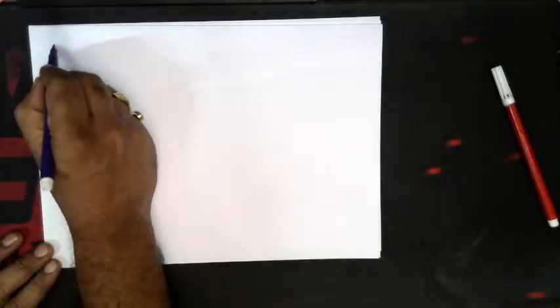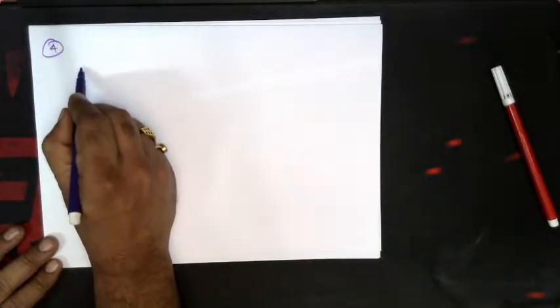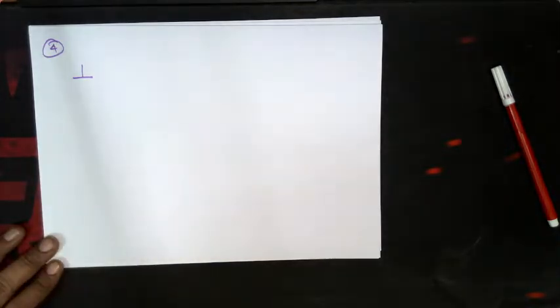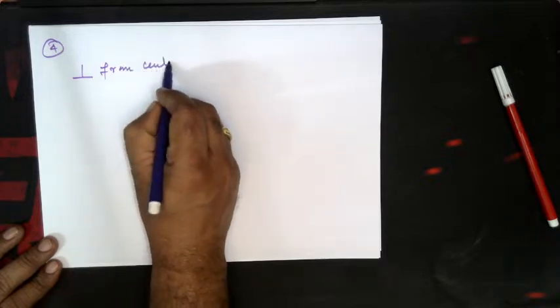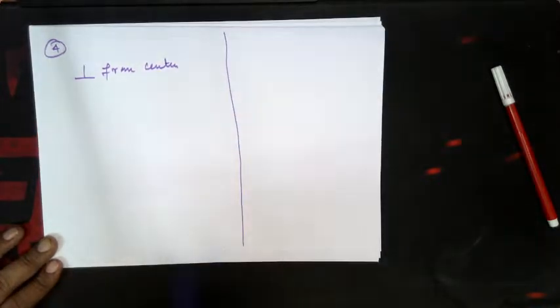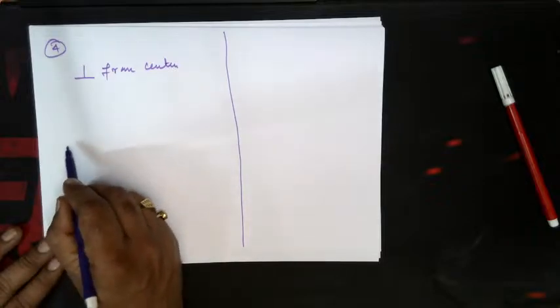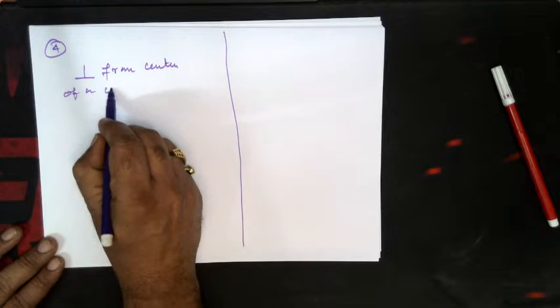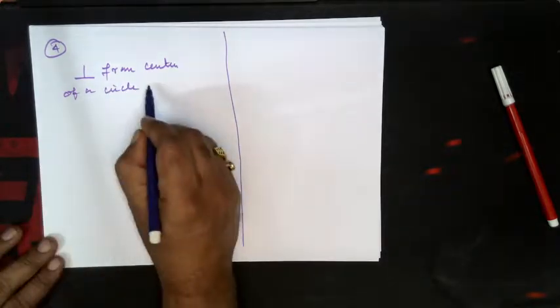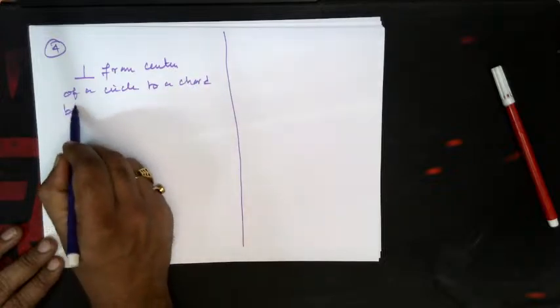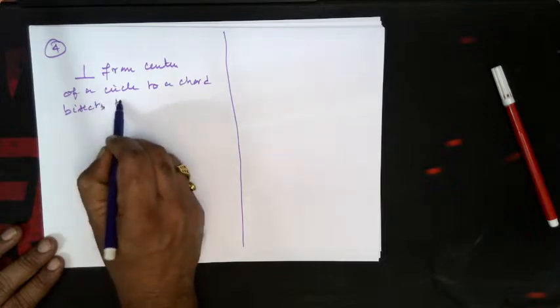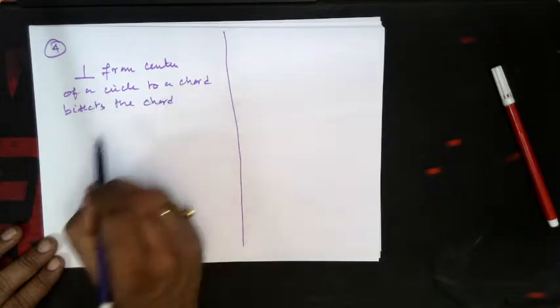The perpendicular from the center, fourth theorem. The perpendicular from the center of a circle to a chord bisects the chord. So what do you mean by this?